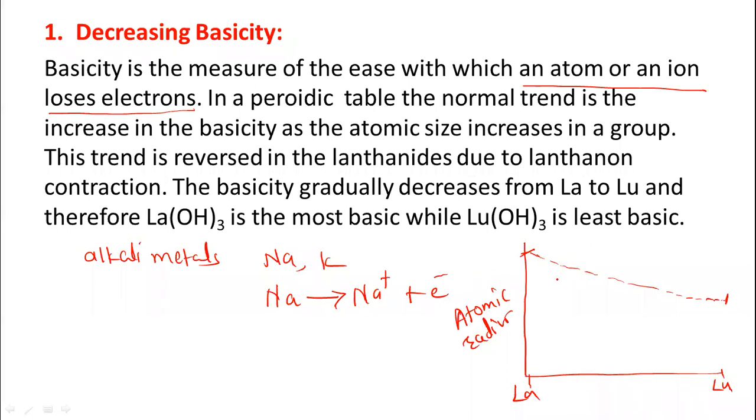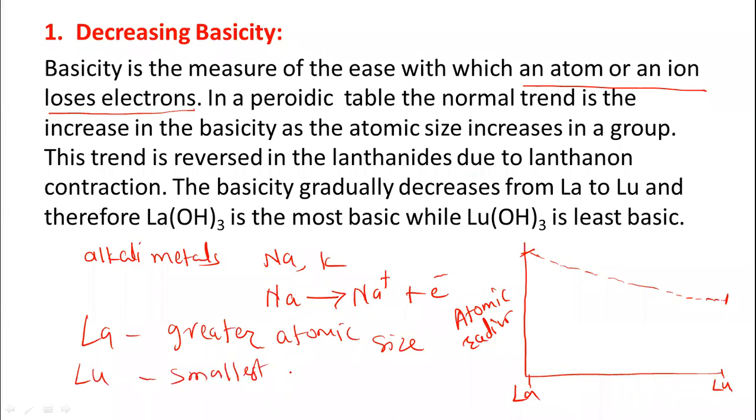It means that lanthanum, the first element, has the largest atomic size, the largest atomic radius among the lanthanides. And lutetium, the last element, has the smallest atomic radius, the smallest atomic size. This graph shows that.